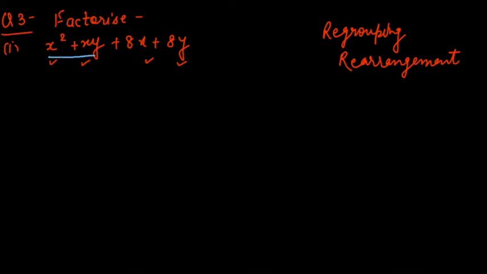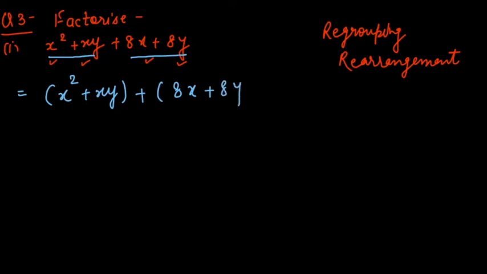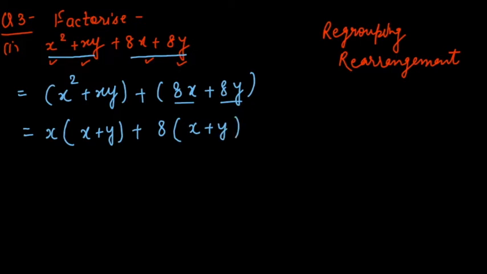If I put these two terms in one bracket and these two terms in another bracket, let's see if we get the factors. X square plus xy, this plus sign as it is, and I'm putting 8x plus 8y in another bracket. So we have grouped the terms. Now what is common here? If I take x common, I am left with x plus y. From 8x and 8y, 8 can be common, I am left with x plus y. So I am getting the same term in both brackets when I have taken common. And I have converted these 4 terms, this polynomial, into a binomial, first term and second term.